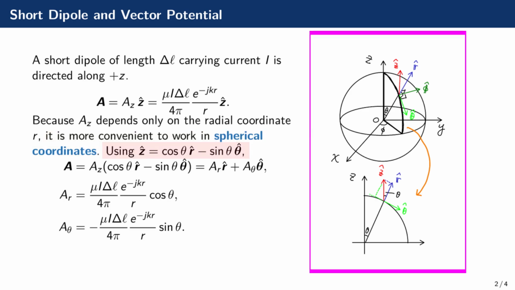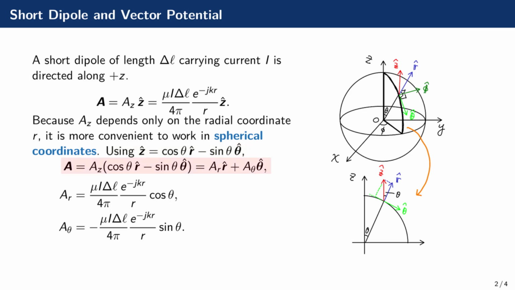So, we rewrite the unit vector z hat in terms of the spherical unit vectors. Z hat is equal to cosine theta times r hat minus sine theta times theta hat. As a result, the vector potential is decomposed into an r component and a theta component. The r component is A sub z cosine theta, and the theta component is minus A sub z sine theta.